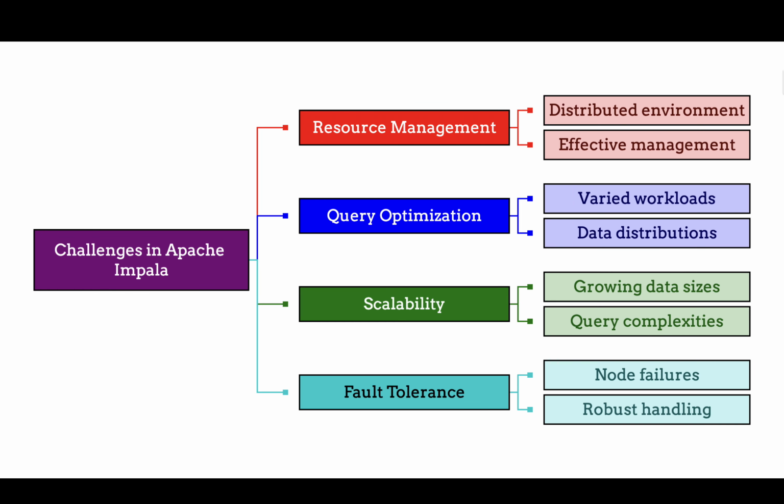Challenges in Apache Impala. 1. Resource management. Effectively managing resources across a distributed environment. 2. Query optimization. Optimizing queries for varied workloads and data distributions. 3. Scalability. Scaling to accommodate growing data sizes and query complexities. 4. Fault tolerance. Ensuring robust fault tolerance in case of node failures.